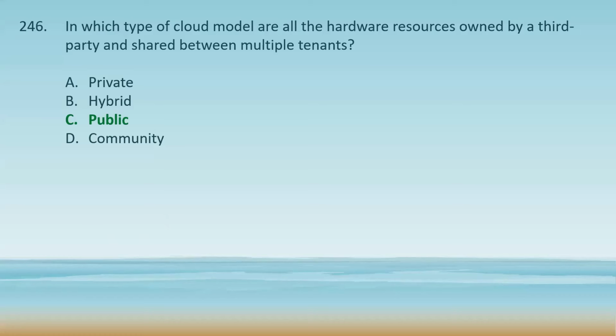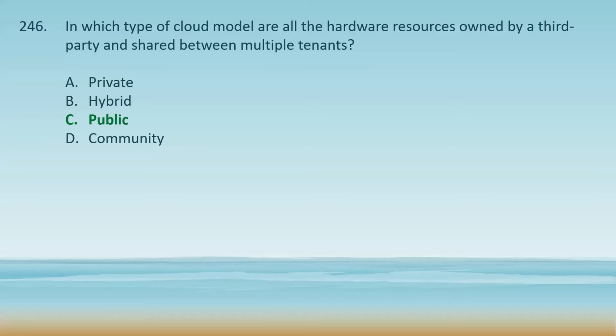In a public cloud model, a third-party provider owns and manages all the hardware resources, including servers, storage, and networking infrastructure. These resources are then shared among multiple tenants or customers over the internet. Some of the industry-leading examples are Azure, AWS, and Google Cloud.